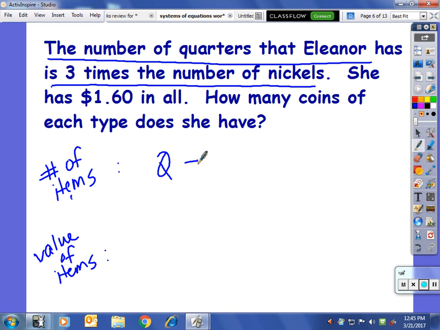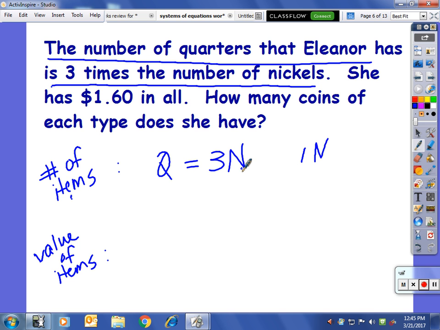Q equals 3n. Now ignore that for a minute. Let's get that out of our head. We're not going to try to solve and write the system at the same time. Too many kids are thinking too far ahead. Q equals 3n. That's great. That means we could find some possibilities from that one equation. For example, let's just say she had 1 nickel.